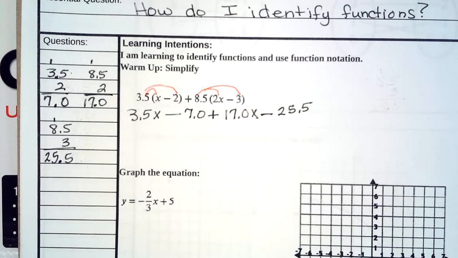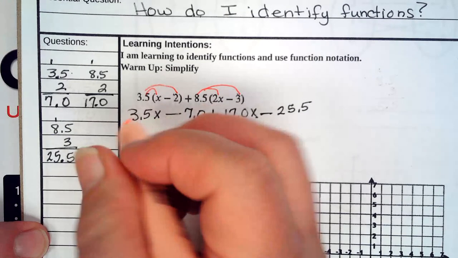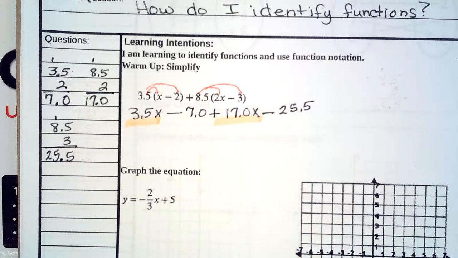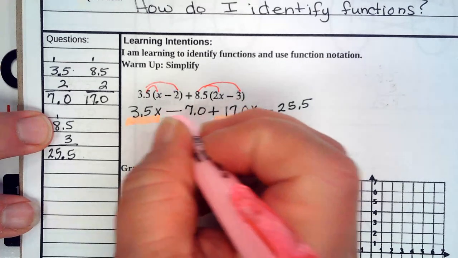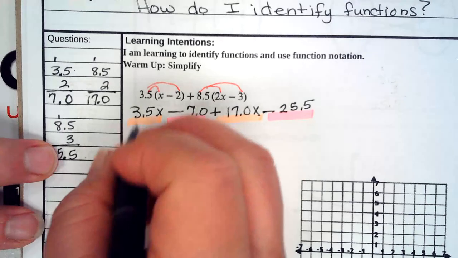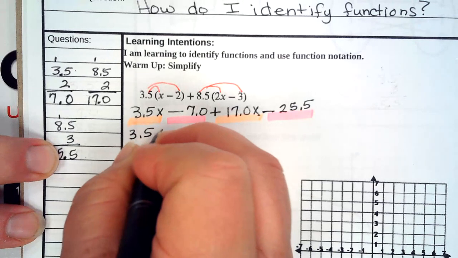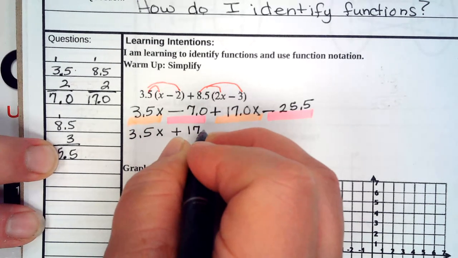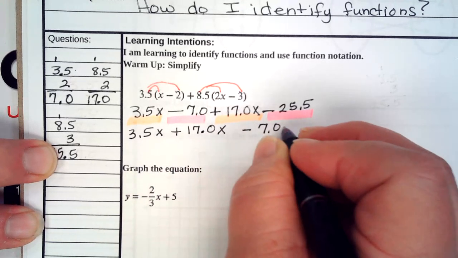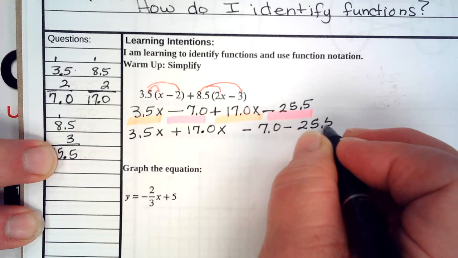Okay, so I have distributed. Now I need to gather my like terms. I've got two x terms, and I've got two numbers. I'm going to rearrange: 3.5x plus 17.0x minus 7.0 minus 25.5.